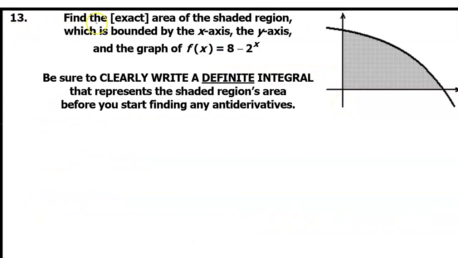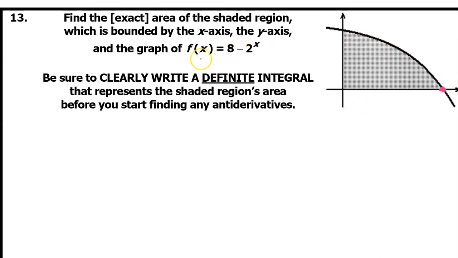Number 13. Find the exact area of the shaded region which is bounded by the x-axis, the y-axis, and the graph of f of x equals 8 minus 2 to the x power. Be sure to clearly write a definite integral that represents the shaded region's area before you start finding any antiderivatives. In order to set up a definite integral, we will need this intersection point right here so that we can write the limits of integration.